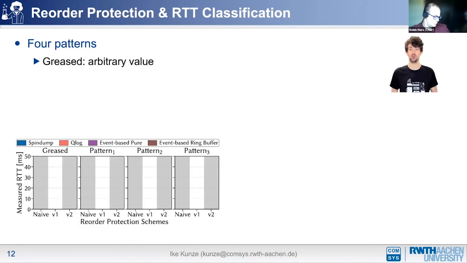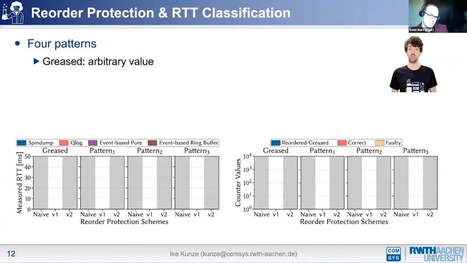The plot on the left-hand side shows the measured RTTs across the 4 patterns, starting with the first pattern on the complete left, followed by the other patterns. Each column within that plot then contains the 3 types of protection. First, the naive implementation without any protection, then the first protection scheme, and finally the second protection scheme.